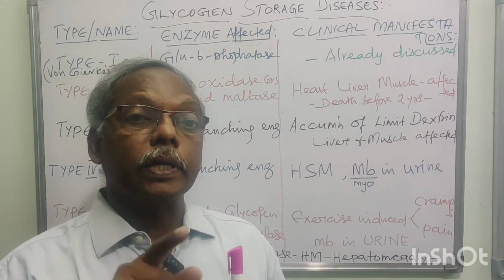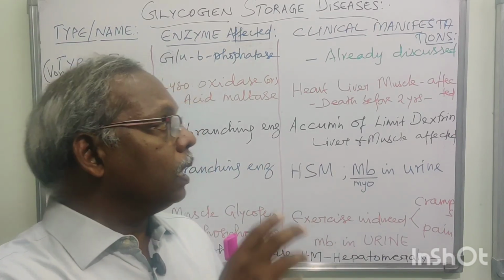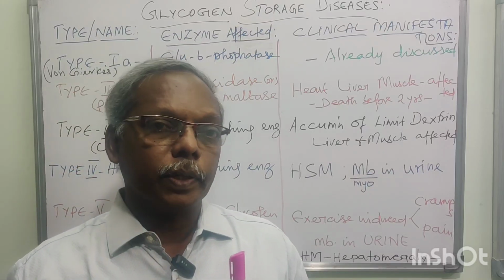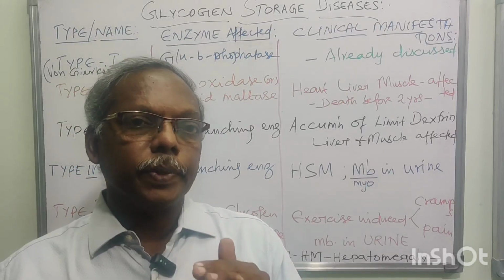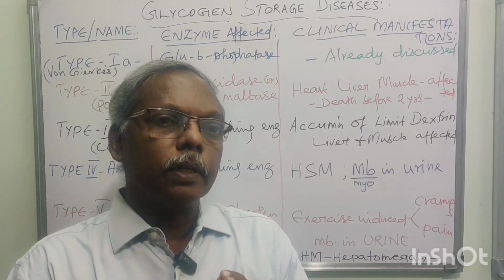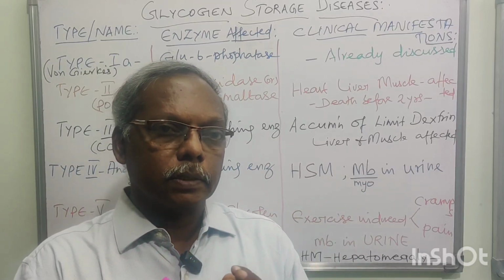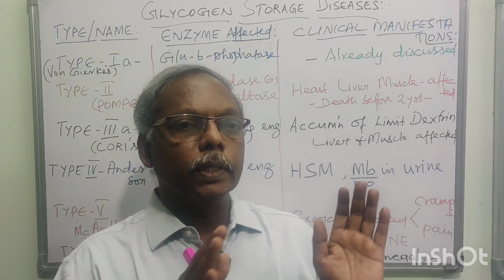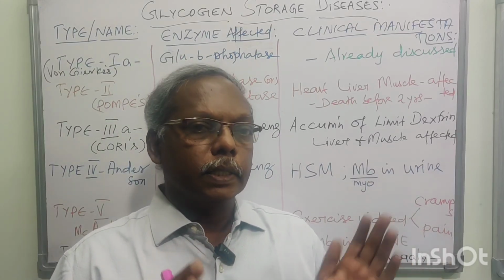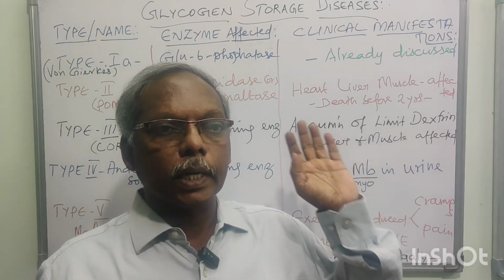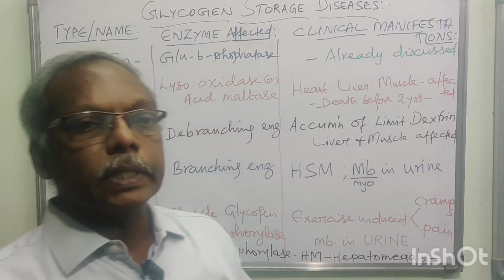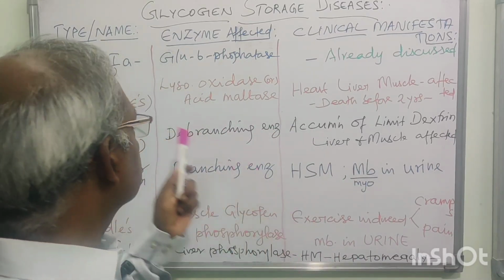Actually some 7 or 8 diseases are there. I am selecting only 4 or 5 diseases, that is enough for your 5 mark question, right? The disease means the glycogen is not able to be metabolized. The glycogen will be accumulated in some areas, usually liver, muscle, brain, intestine, like that. That is known as glycogen storage diseases. They are having some scientist names. The disease starts with a scientist name.